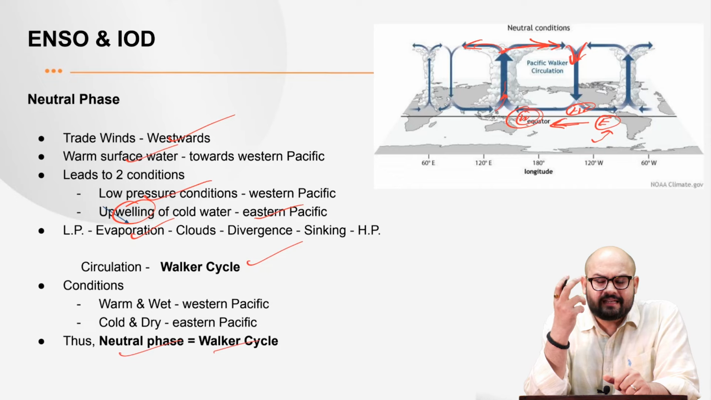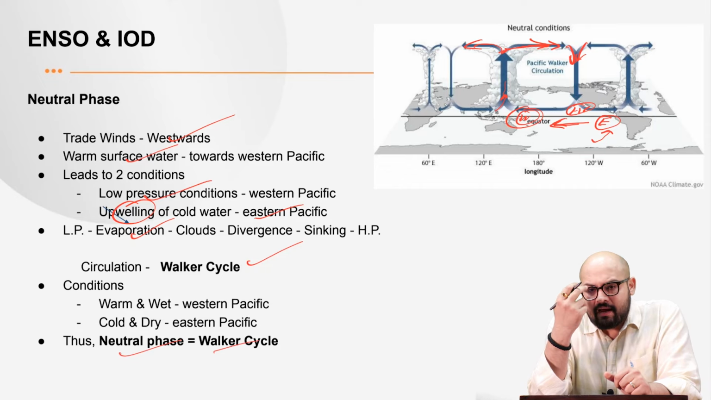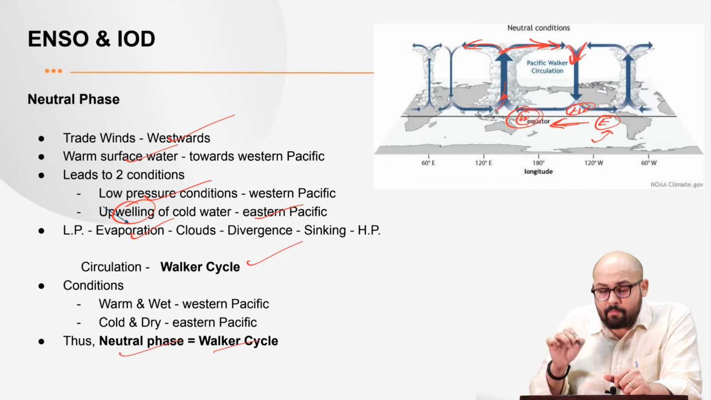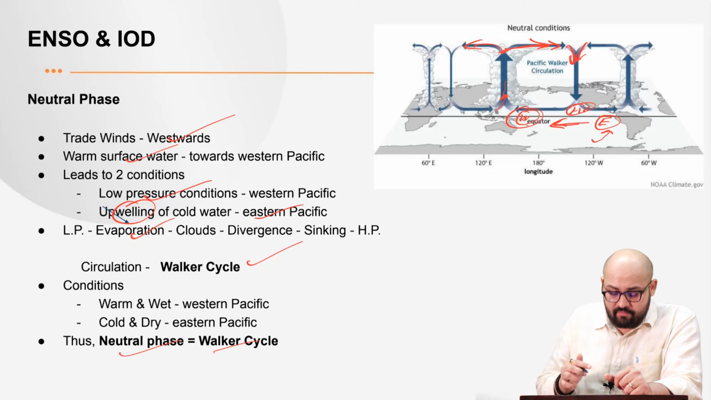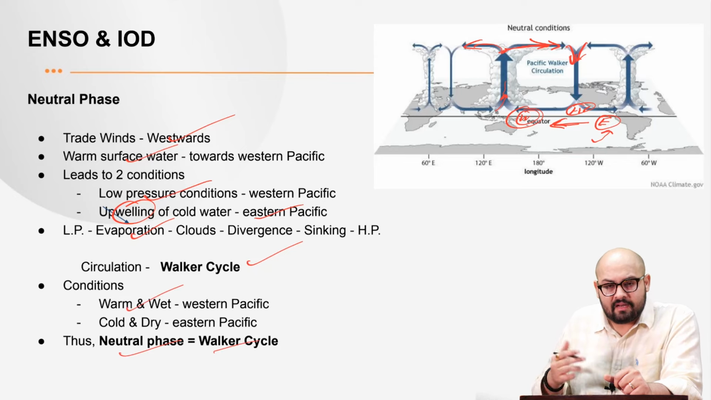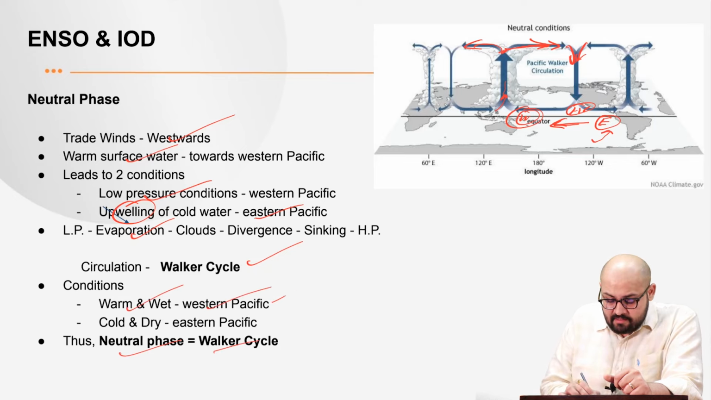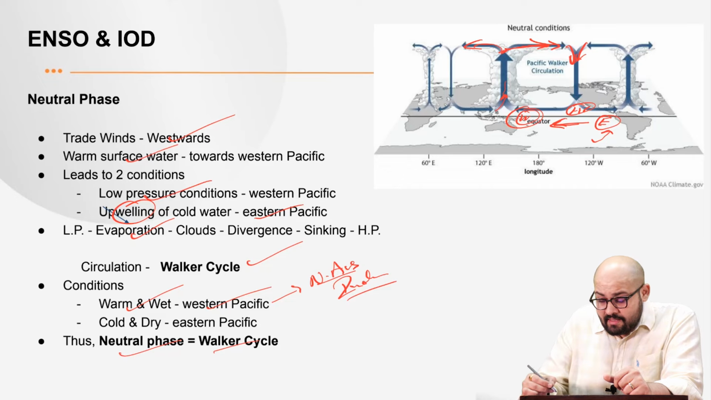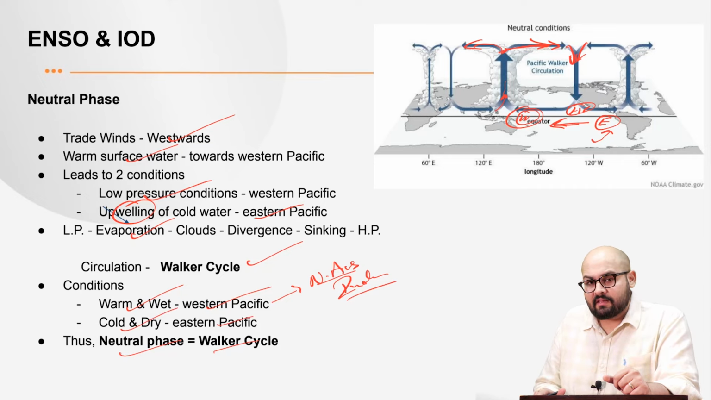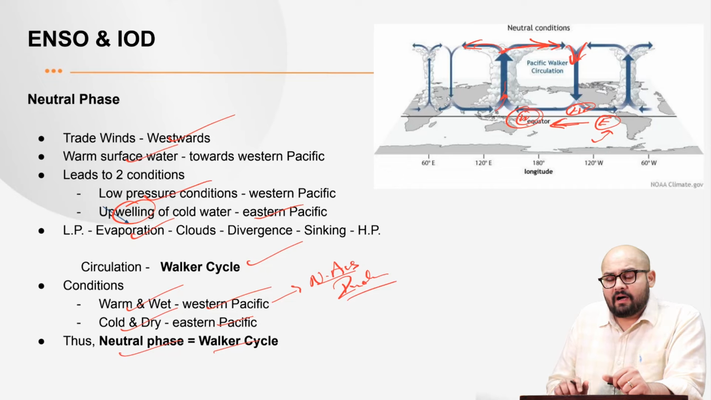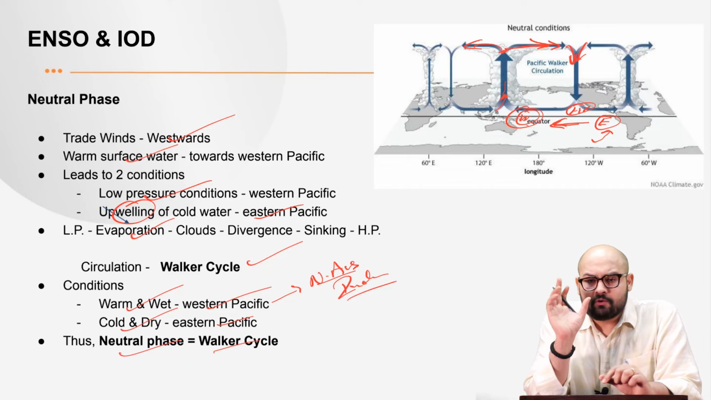Now, what are the weather conditions associated with the neutral phase? It is but obvious that if you have got low pressure conditions here, it will lead to sort of warm and wet conditions, rainfall along the Western Pacific, that is Northern Australia, and you have got the Indonesian and other Southeast Asian countries, right? And then you have got the subsidence of air over here on the South American coast, and it leads to the cold and dry conditions on the Eastern Pacific, on the South American coast. Now, these are the conditions with respect to the neutral phase.